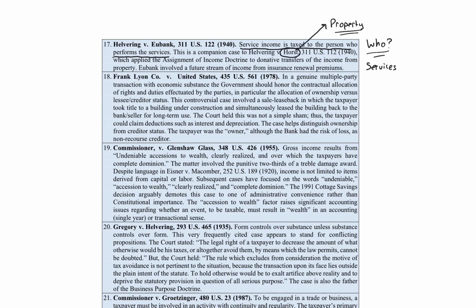So the idea is that when you have the who question, we break it up into property issues and service issues. Who's taxed on property and who's taxed on services?